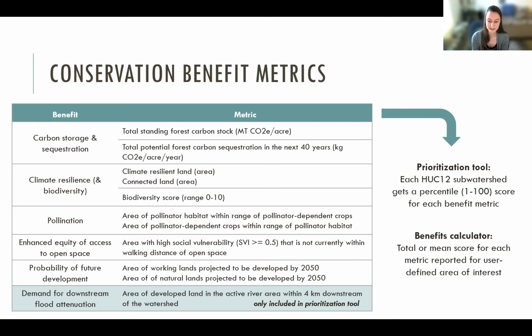The benefits calculator, on the other hand, will provide the total or the mean score for each metric, and that's going to be reported for the area of interest that you define. So that doesn't do any of that standardization. It's just going to report in the different units for each metric that are shown in this table.